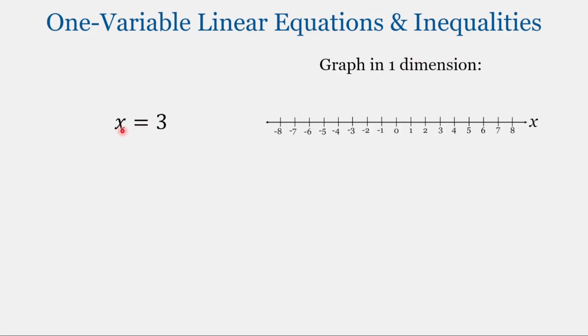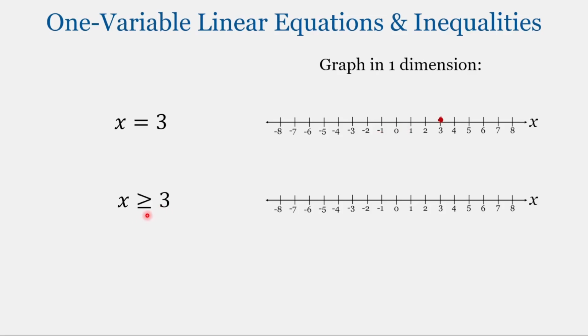So here we have the equation x equal to 3. And if we were asked to graph this on a number line, we would color in a point at 3, because our x variable has the value of 3.